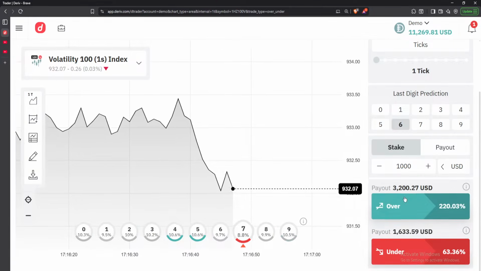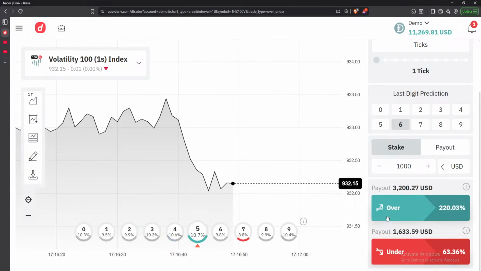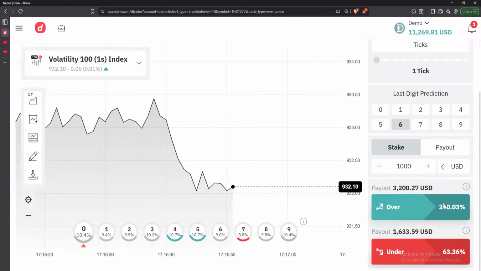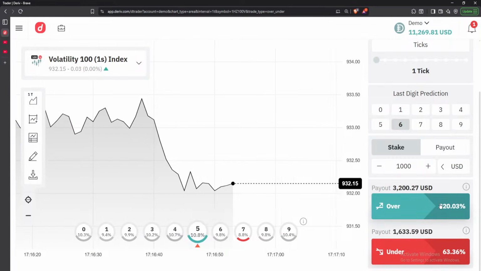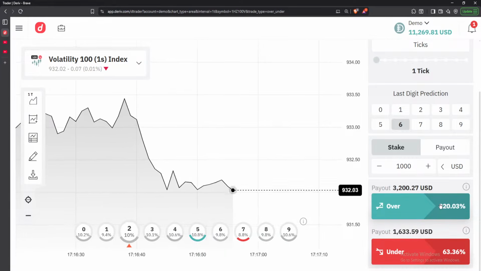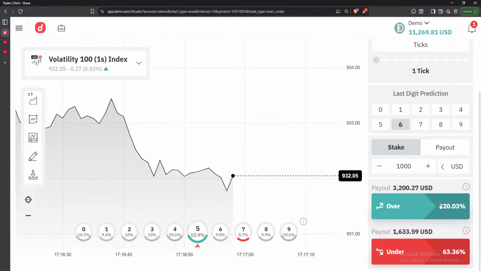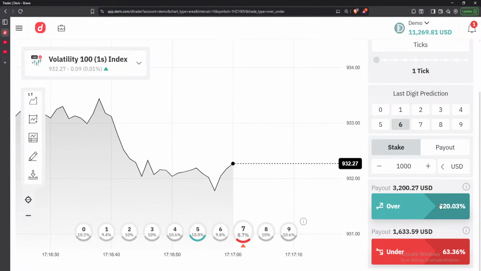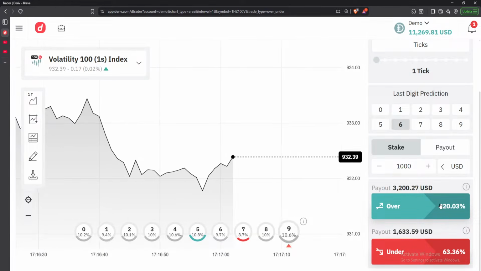As you can see, the profit ratio for under 6 is 63%. That is really nice. And remember, with under 6 the risk is not that high, so you are very safe. But you have to be smart in how you're doing it. Ensure you have good capital and use a low stake.